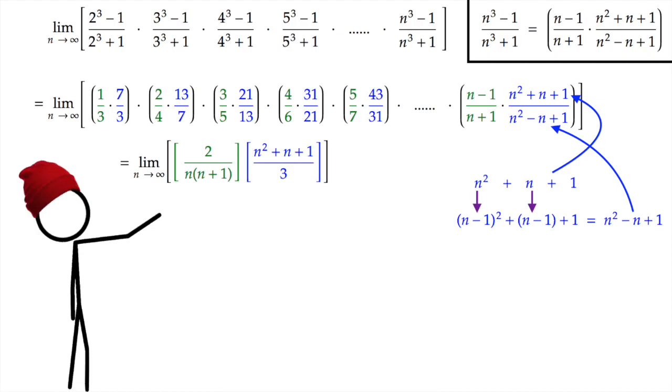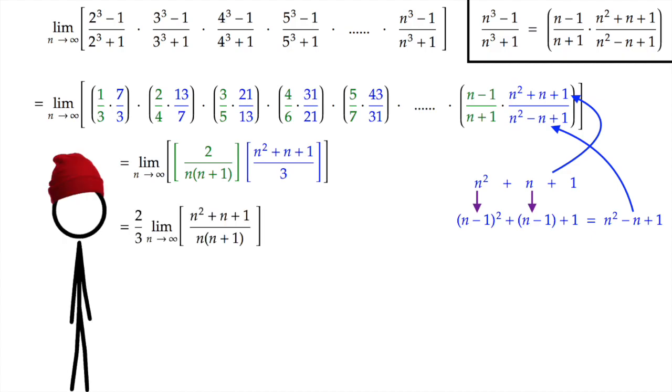Oh yeah, now we can just combine both the green and blue stuff back together. Put it back together, and we get 2 over 3 times n squared plus n plus 1 over n times n plus 1. Wow, look at that. Our big giant product turns out to be this really simple fraction. And 2 over 3. Ah, yes, I remember you. This is looking good. And the rest is just cake.